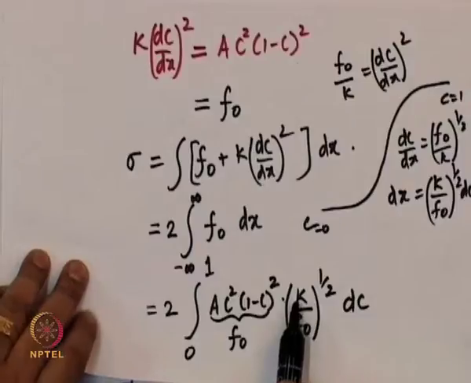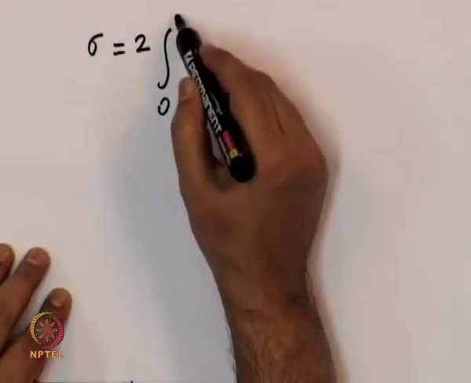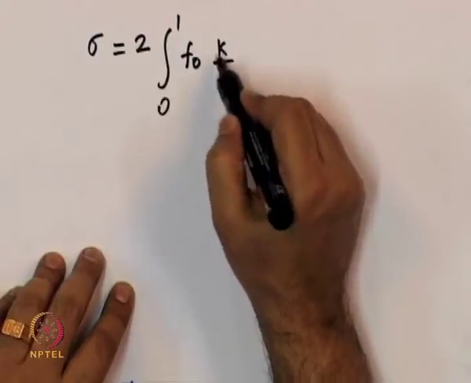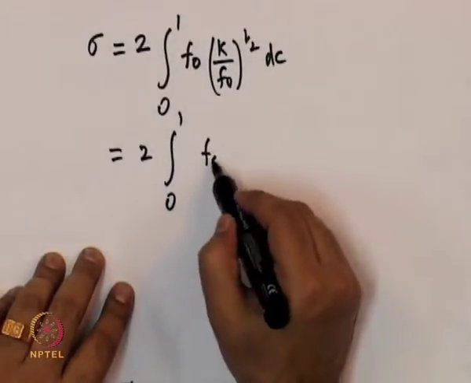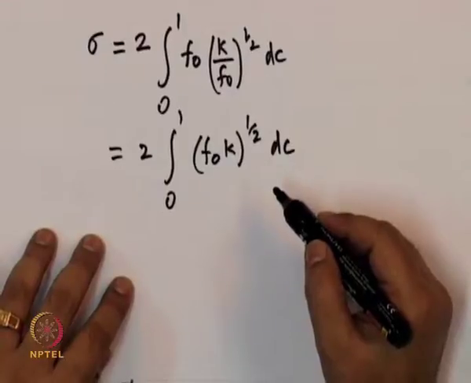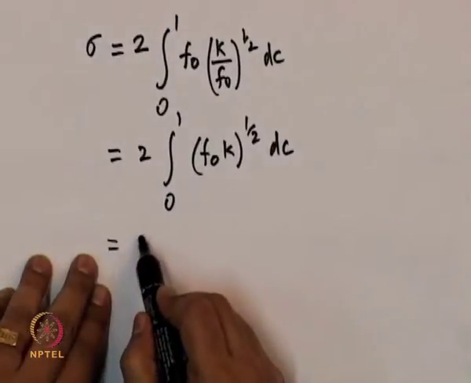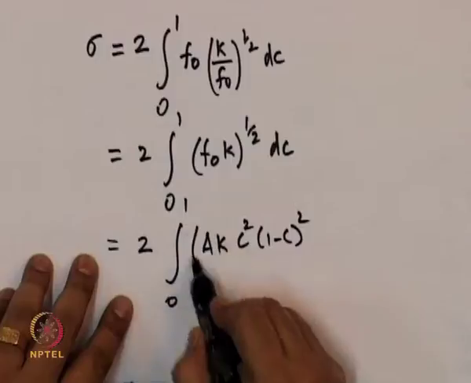So, F0 you take inside this square root. So, it is F0 squared and one F0 cancels. So, you get this. So, the interfacial energy sigma is equal to 2 times the integral from 0 to 1 of F0 (kappa by F0) whole power half dC, that is equal to 2 times the integral from 0 to 1 of (F0 kappa) whole power half dC, okay. And F0 we know is A C squared into (1 minus C) whole squared. So, that becomes 2 times the integral from 0 to 1 of (A kappa C squared (1 minus C) whole squared) whole power half.